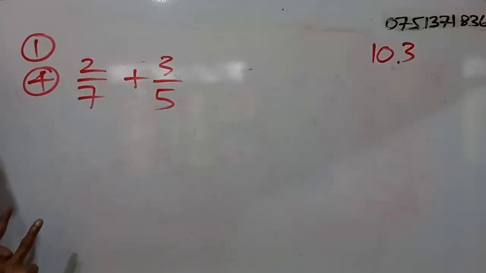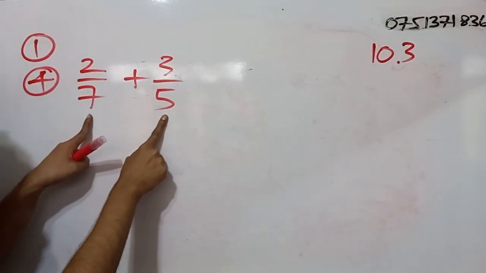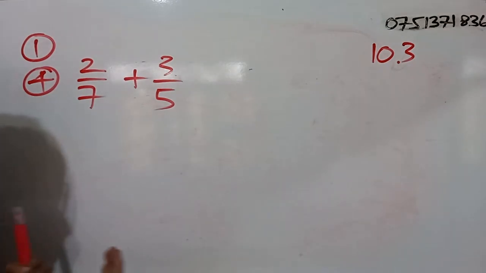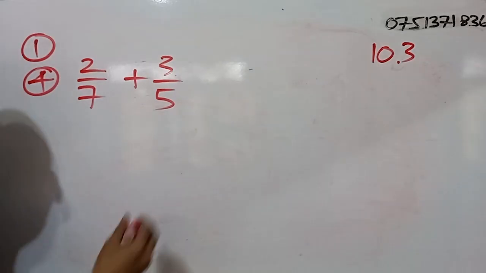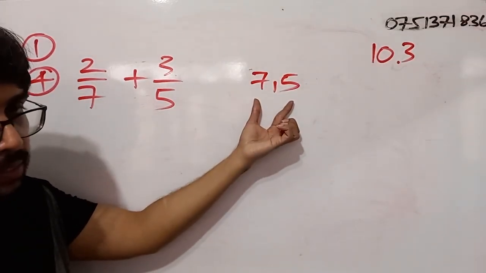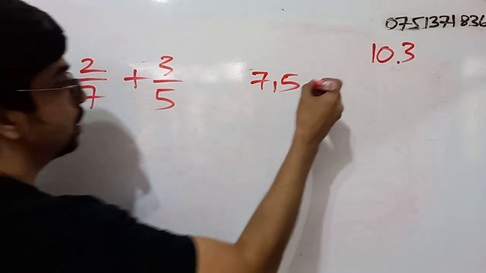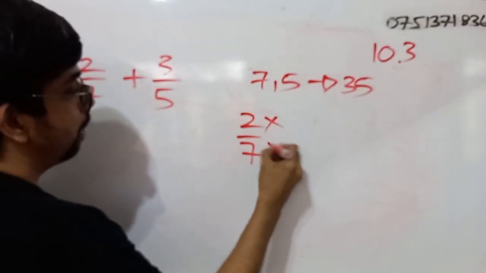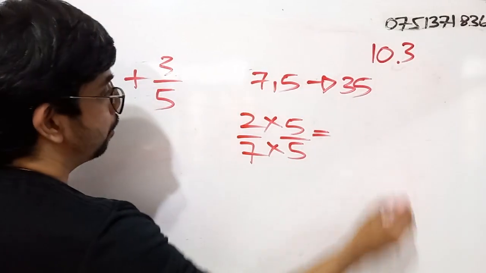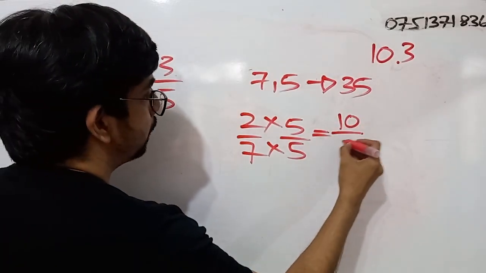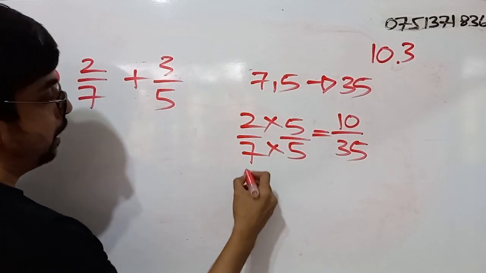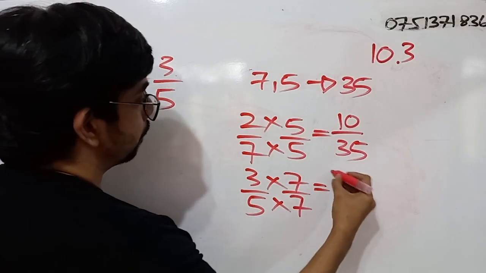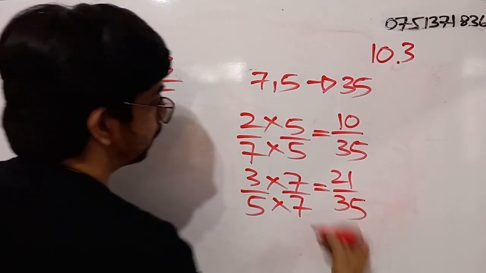Right. So, the next question. Here also we have 2 fractions where the denominators are not equal. So the easiest way is to come up with the LCM. These are the 2 denominator numbers. So the LCM of these 2 numbers is what? 35. So for 2 by 7, I will have to multiply both denominator and numerator by 5. So I will be getting 10 by 35. In the same manner, for 3 by 5, I will have to multiply both numerator and denominator by 7. So this becomes 21 by 35.